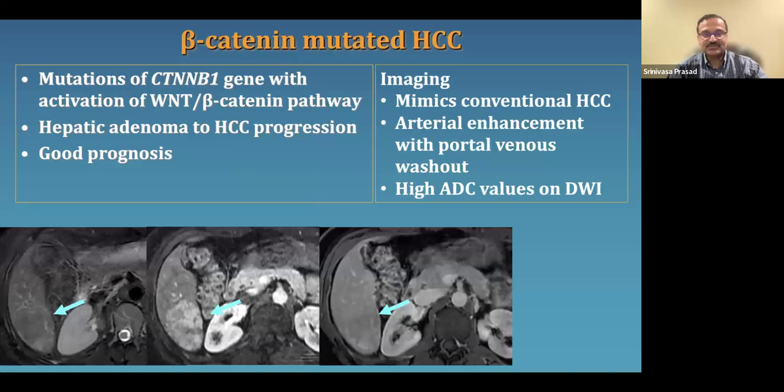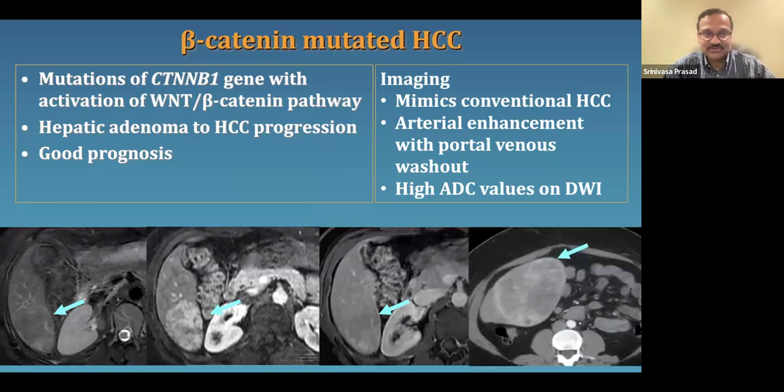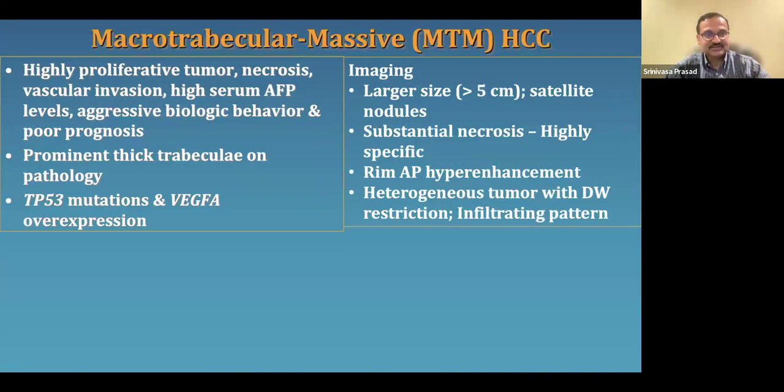And now there is another variant, the beta-catenin mutated HCCs. This is the one type that can progress from a beta-catenin mutated hepatocellular adenoma to beta-catenin mutated hepatocellular carcinoma. These in general tend to have a better prognosis than the other subtypes, but it also depends on size: typically the larger the tumor, the more heterogeneously enhancing it is.